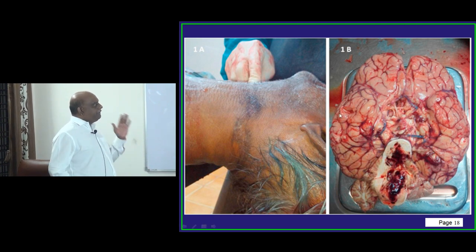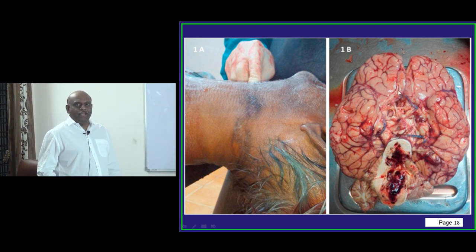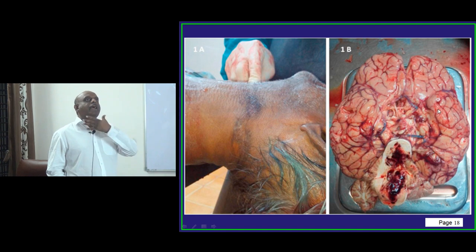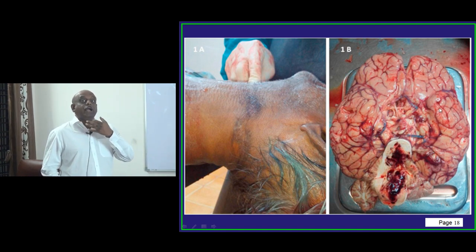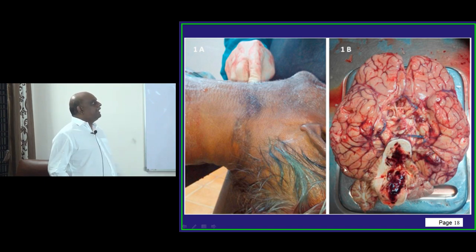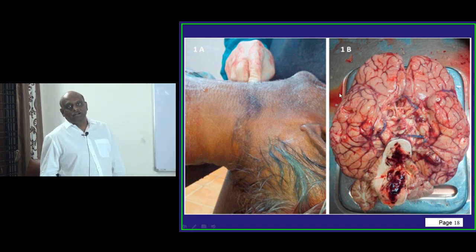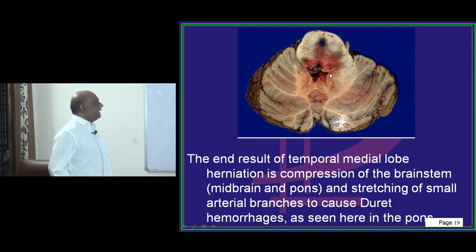So when you hang people, why do they die? Because the constricting force of the hanging will lead to a hypoxic encephalopathy and lead to damage of the brain. That is what you need to remember.